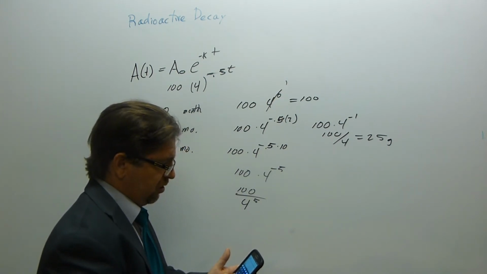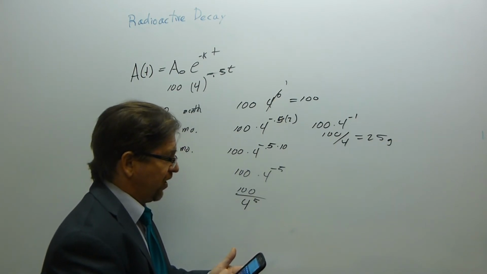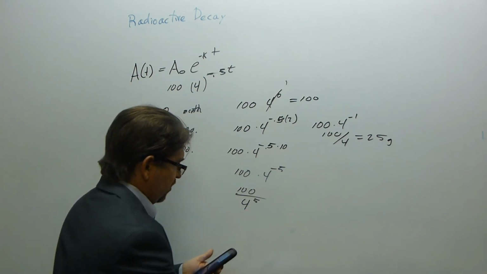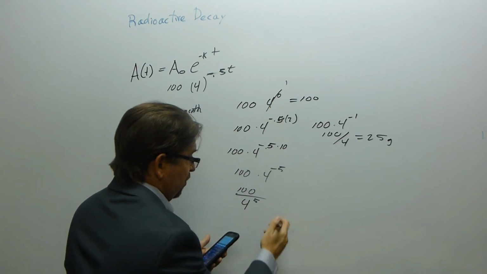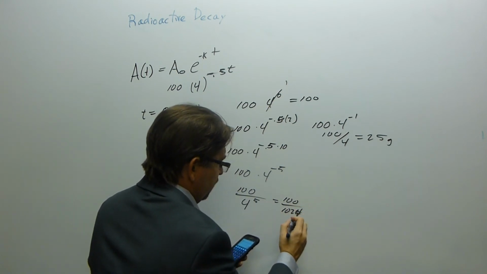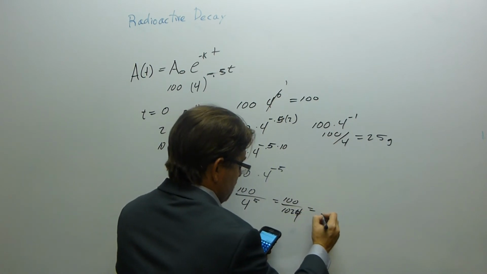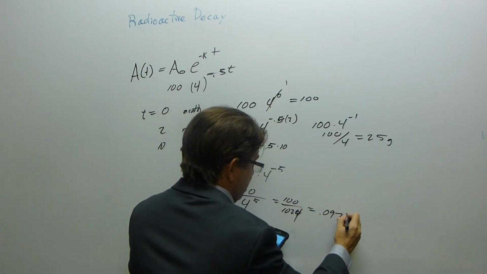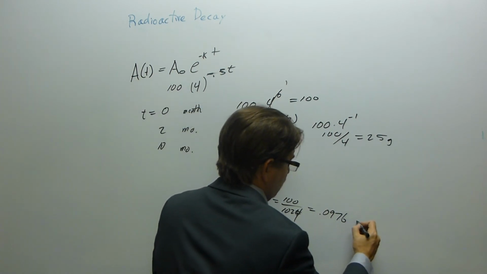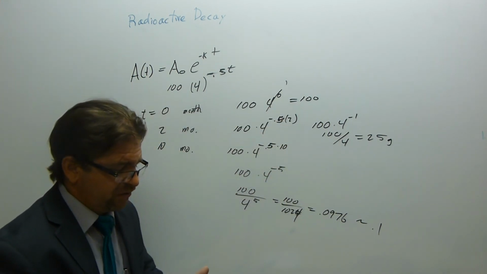Okay, so 100 divided by 4 to the 5th power. We get 0.0976. So we're going to end up with basically, round that off to 0.1. So yeah, there's not much left.